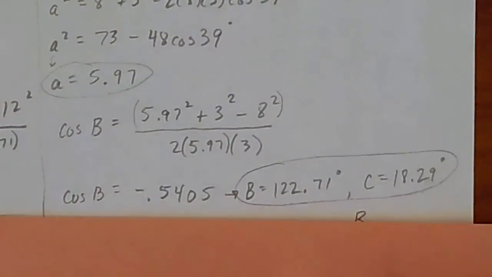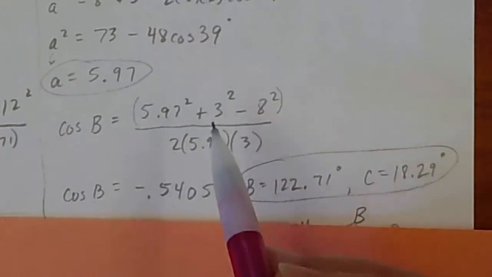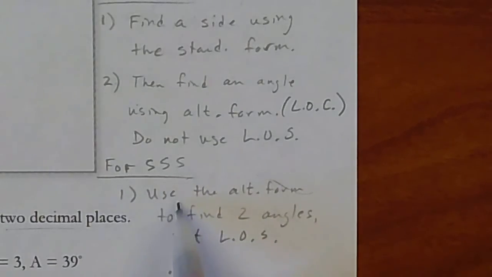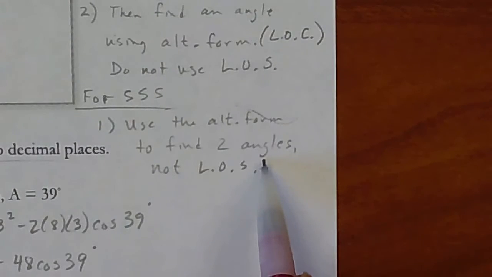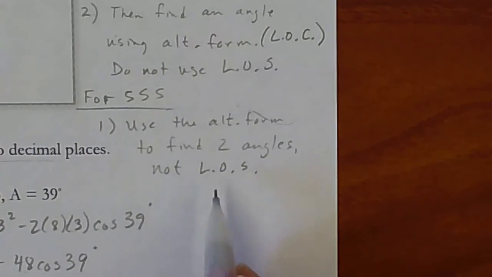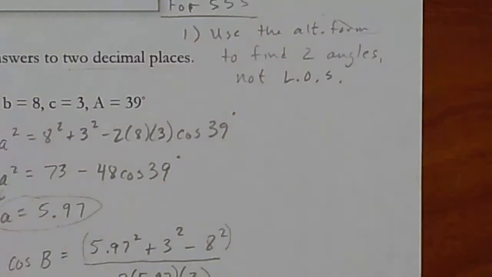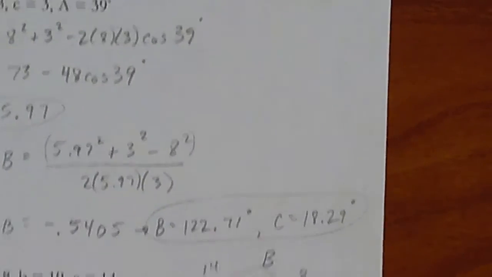Okay, the only difference for side, side, side is we got to start off using this. So if we're okay now on finding these angles this way, we should be good to go. So side, side, side, use the alternative form right now to find the first 2 angles. Then we can subtract them from 180. Don't use the law of sines. Okay, so let's take a look at number 4.